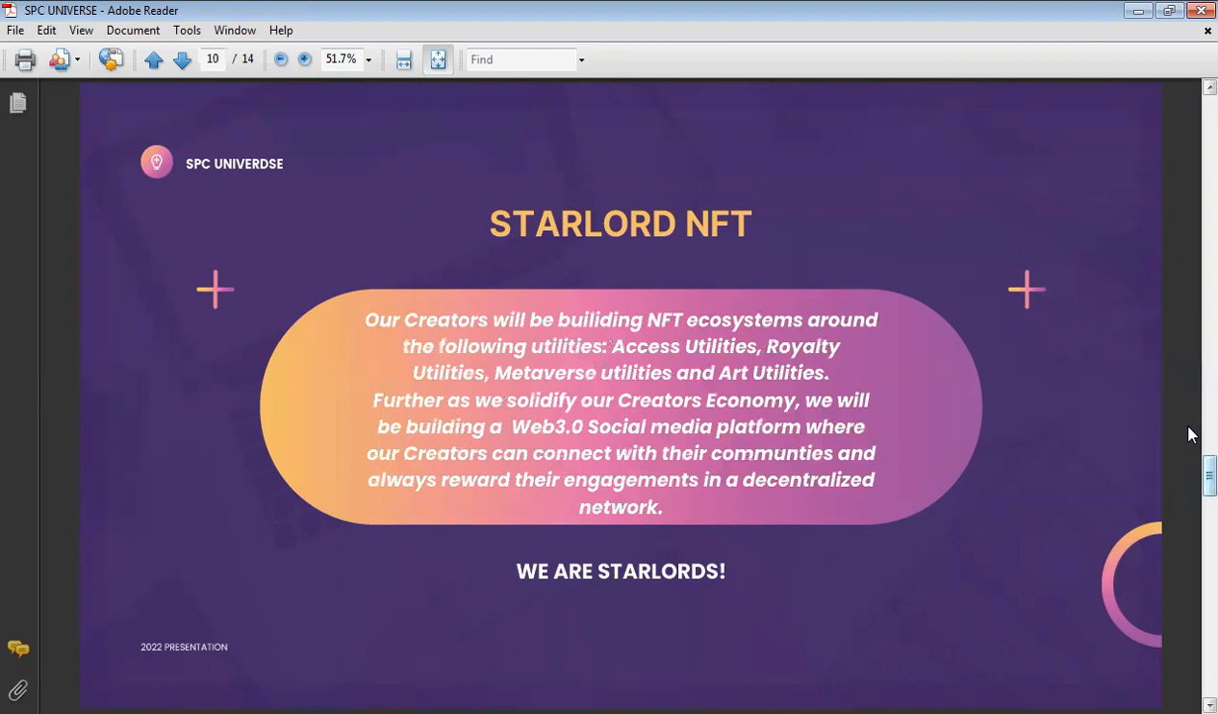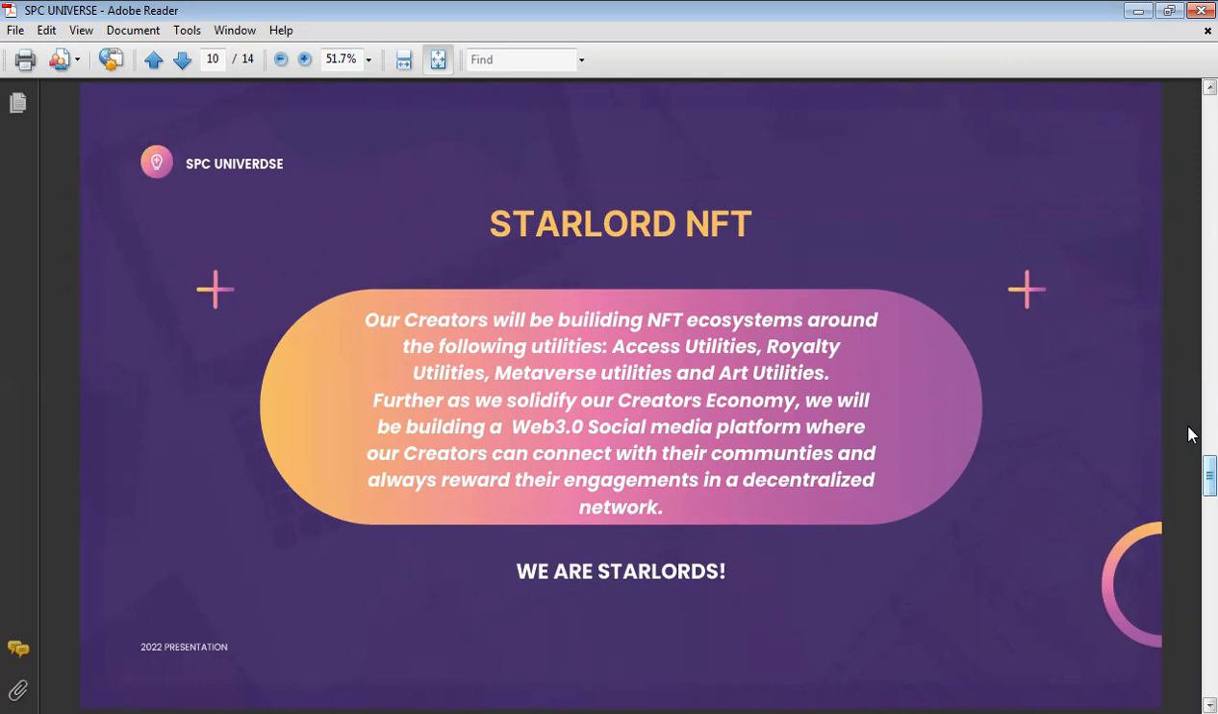Further, as we solidify our creators' economy, we will be building a Web 3.0 social media platform where our creators can connect with their communities and reward their engagement in a decentralized network using NFTs. So we're also going to be creating a social platform where members of our creators' economy can engage with their communities and reward their engagement with NFTs that will be stored. The platform is going to have an NFT engine for community members.